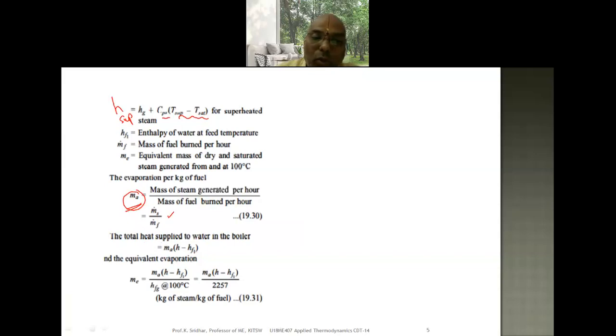Then how to calculate the total heat supplied to the water in the boiler? That means m dot a into h minus hf1. So m dot a will be taken from the above equation, and the equivalent evaporation ME formula will become now MA into H minus HF1 divided by 2257. This 2257 is nothing but the HFG value at 100 degrees centigrade, at which the feed water is supplied to the boiler. So always you have to remember this important equation, 19.31, to calculate the equivalent evaporation capacity. The units are kgs of steam per kgs of the fuel.